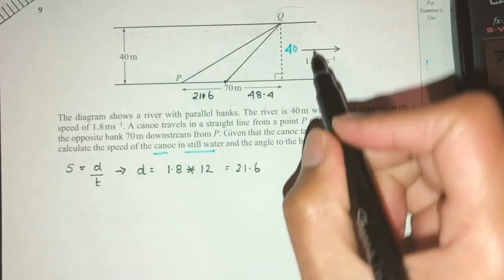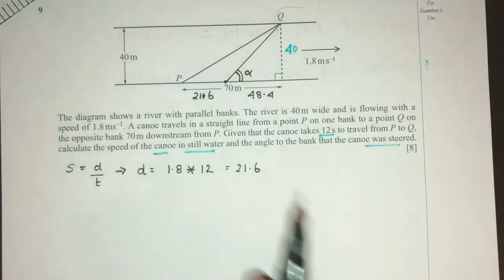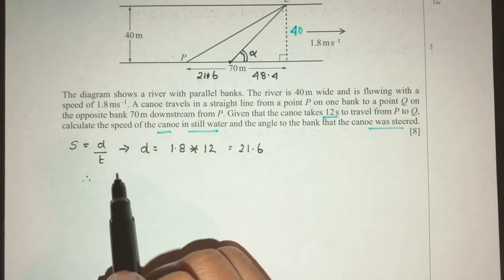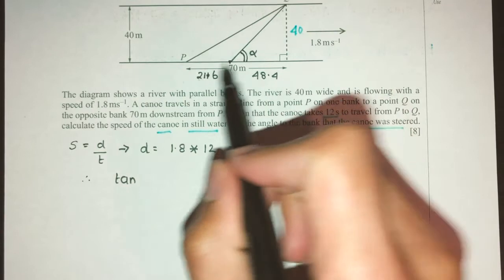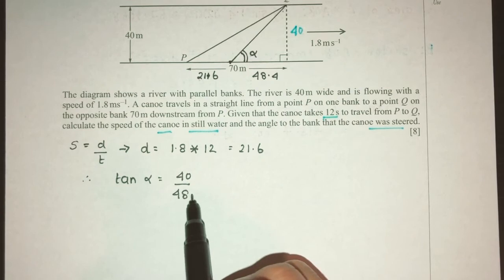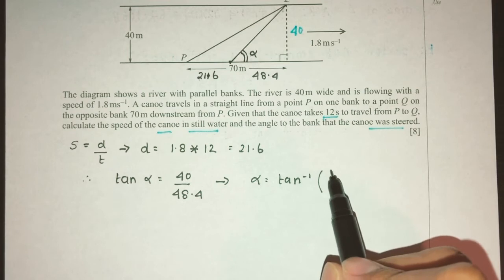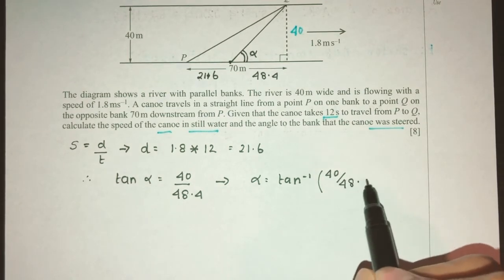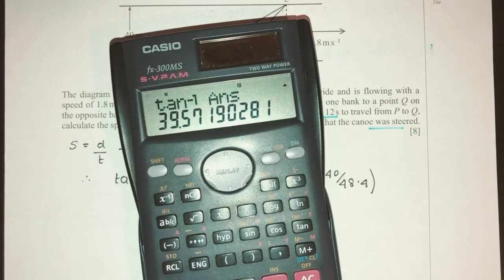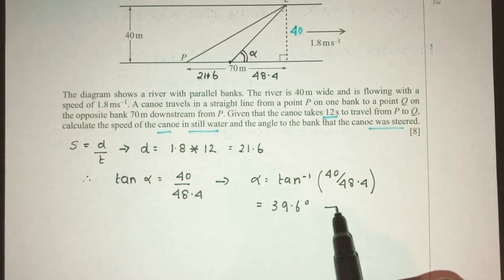So this one is 48.4, this one is 40, so we can find this angle here. Let's call this one alpha. So what is the value of alpha? We can use SOHCAHTOA to find this one. We have to use tan here because we have the O side and the A side. Tan of alpha will be 40 over 48.4, so alpha is equal to tan inverse of 40 over 48.4. That will give you 39.6. So the steered angle will be 39.6 degrees.